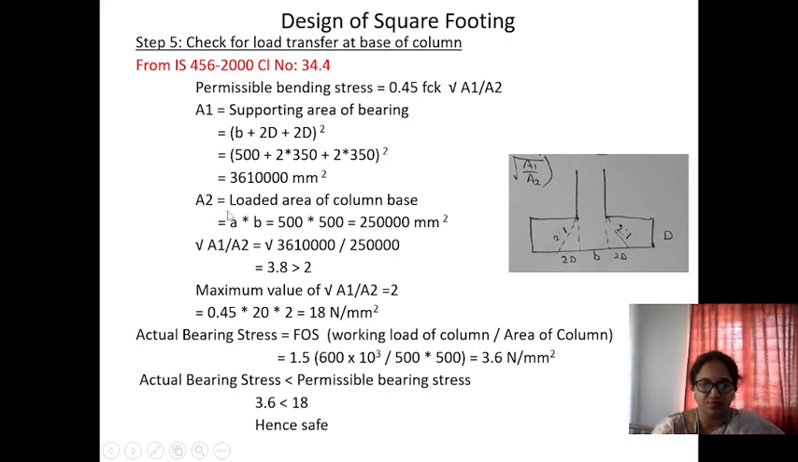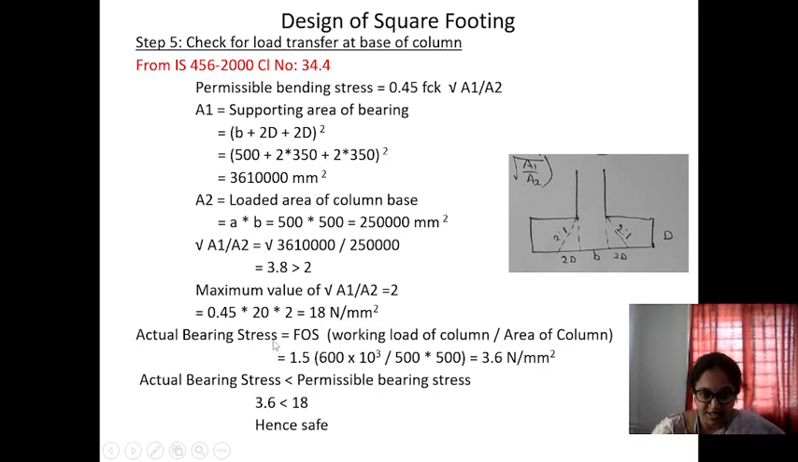Now coming to A2. A2 is the loaded area of the column base, which is the size of the column, 500 by 500. With this, I got the value of A2 as here. Now I am calculating the square root of A1 by A2 to substitute in this formula. I got the value as 3.8, which is greater than 2. But as per IS 456, the maximum value of square root of A1 by A2 should be 2. So I have substituted in this formula 0.45 into 20 into 2, which I got as 18 Newton per mm square.